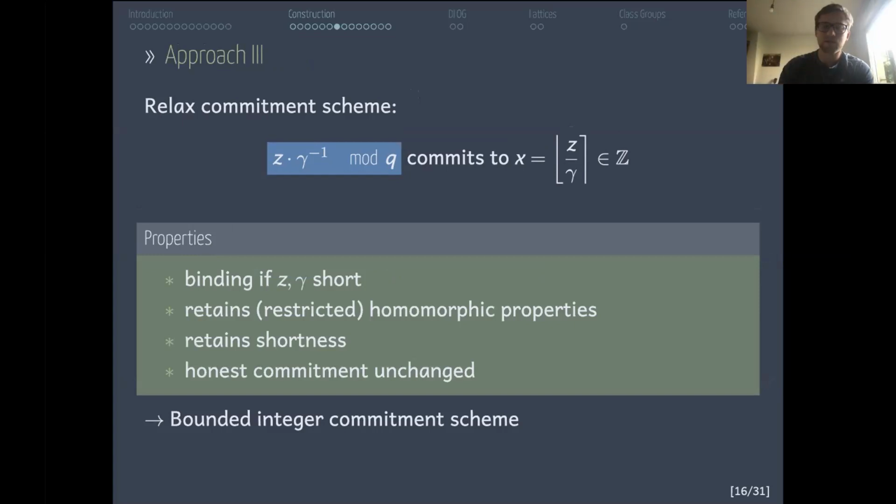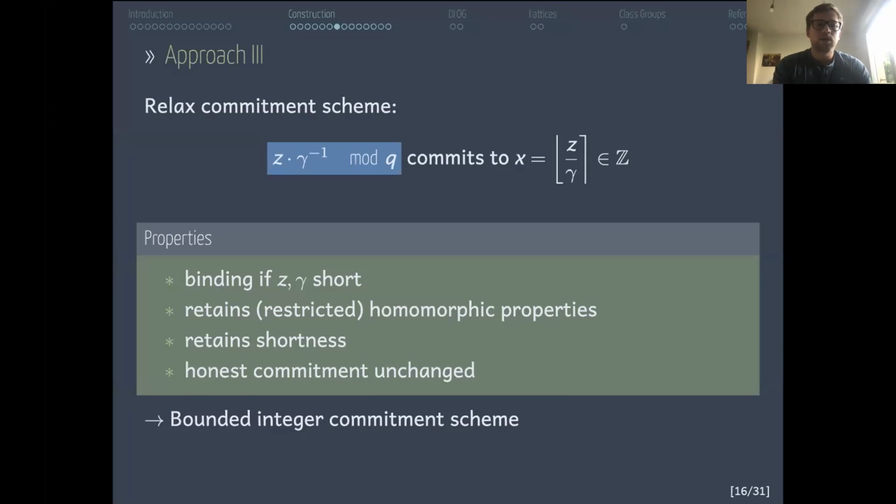This is what I mean by a bounded integer commitment scheme. We cannot commit to essentially all integers. We can only commit to integers that lie inside a given bound. So this bound is generally restricted by the size of the group, or by the modulus, essentially.